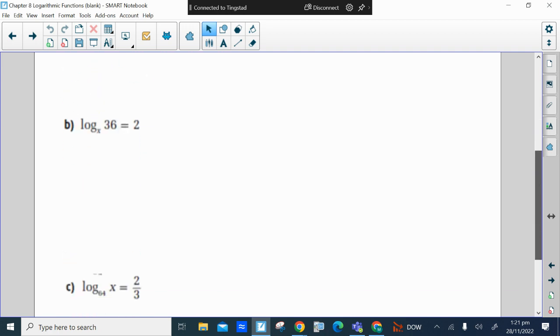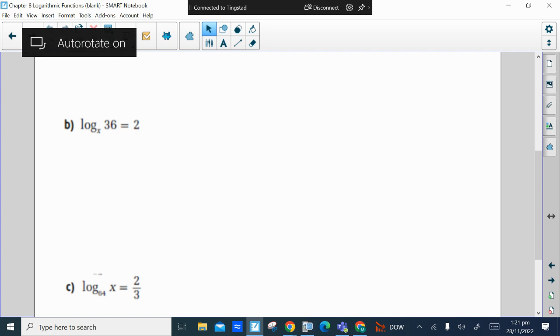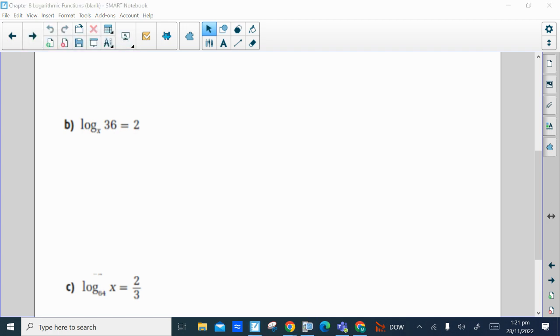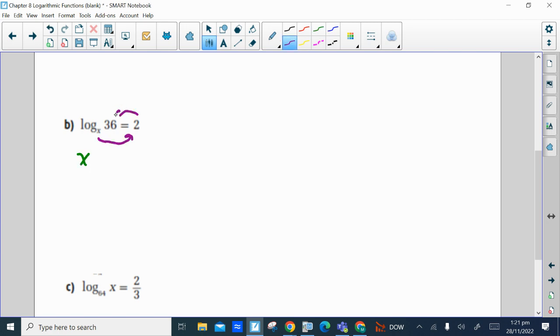Okay, so to find out what the value of that is, this logarithmic function has a base of x. When we write it as an exponential function, then the bases are the same. It'll be x to some power. And to get the order the other pieces are in, start with the base and cycle through. You'll get x to the power 2 equals 36.